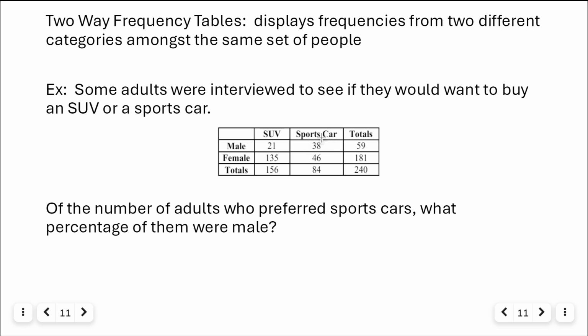38 males liked the sports car. A total of 240 people were surveyed for this survey. A total of 156 people like the SUV. All right, that's what we're talking about. Of the number of adults who preferred sports cars, what percentage of them were male?